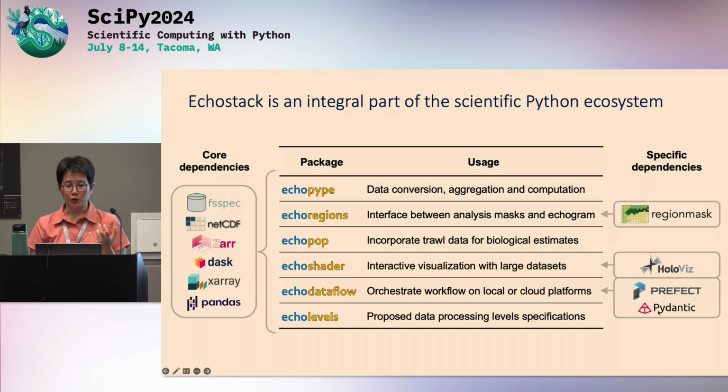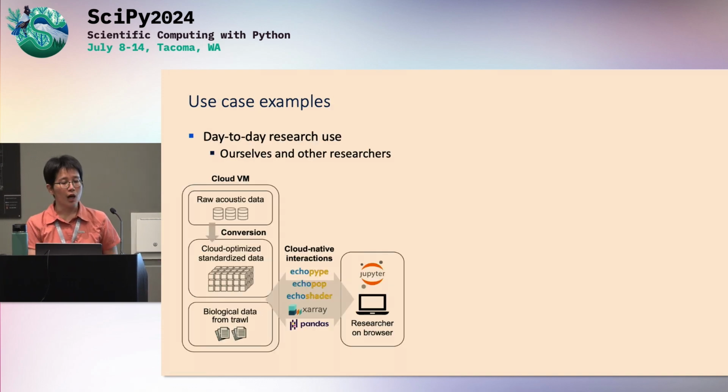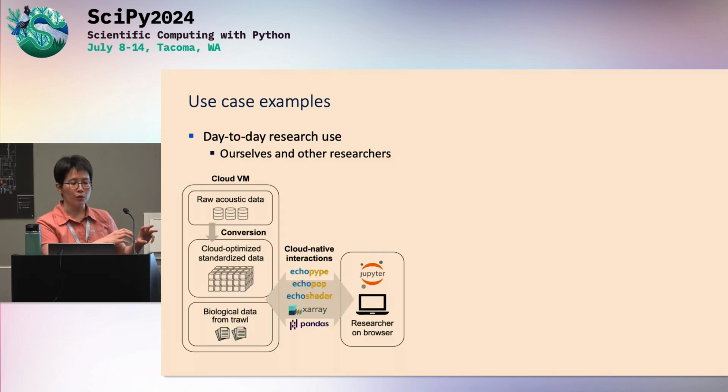Echo data flow uses Prefect and Pydantic to make sure that we can have good recipes that can orchestrate the data flow. So how do we use it? I'm going to go through three use case examples. The first one is day-to-day research use. We use these packages ourselves, and we know some other researchers also use them.